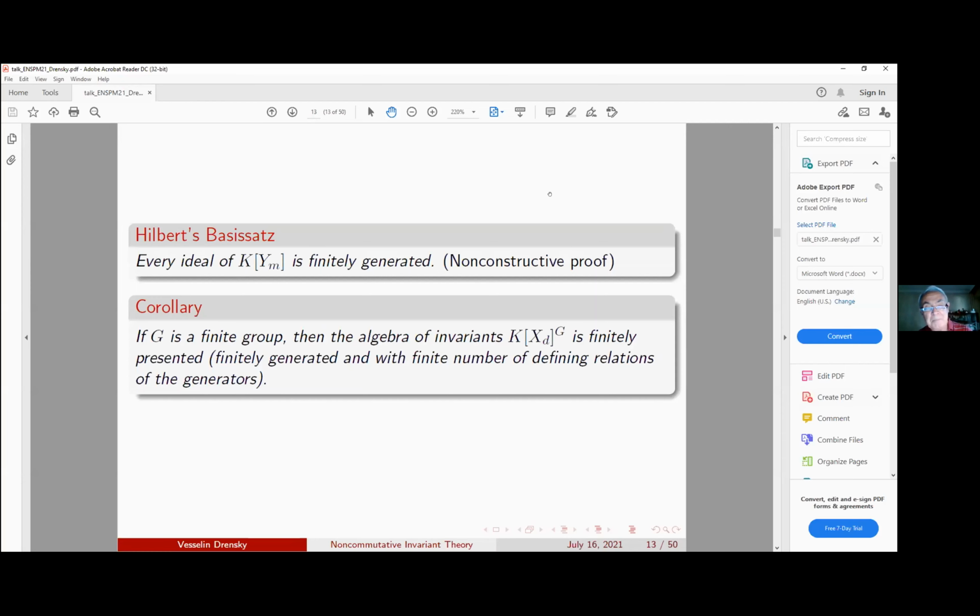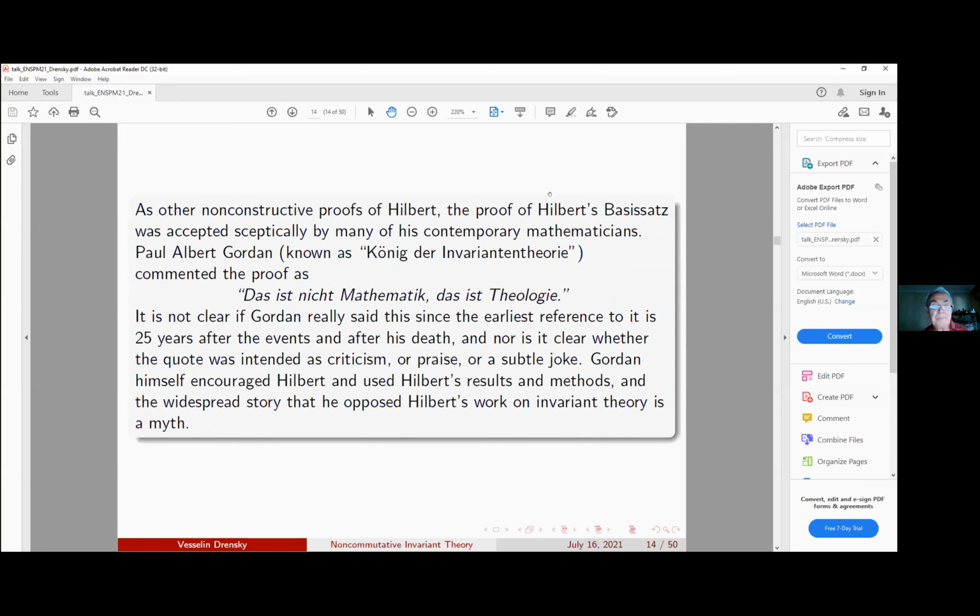And the Hilbert basis theorem states that every ideal of the polynomial algebra is finitely generated. Of course, this is a non-constructive proof. And if the group is finite, you get immediately that the algebra of invariants is finitely presented. Finitely presented means finitely generated with a finite number of defining relations between the generators. And this is a little bit strange, but you know that at that time, the proofs of Hilbert, which were non-constructive, were received very skeptically by the mathematicians of this time.